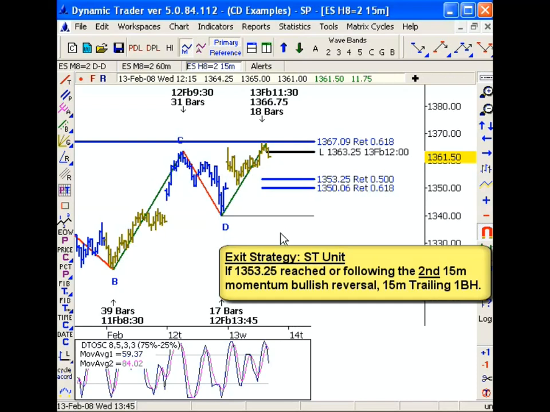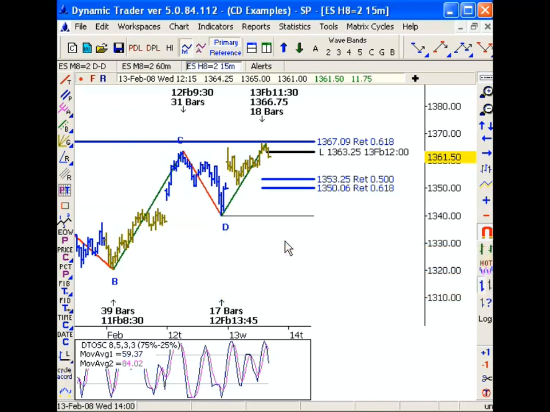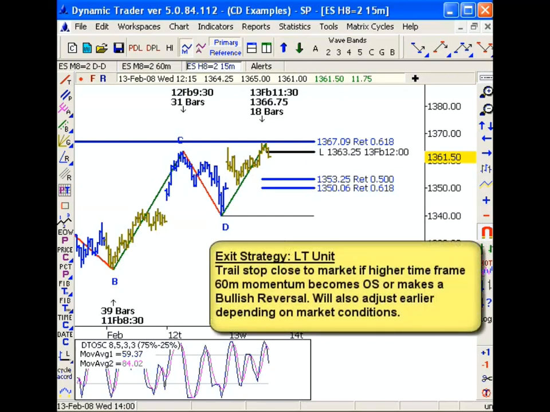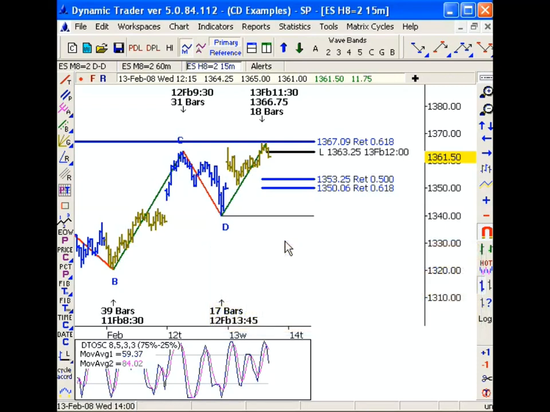For the short-term unit, we're going to keep the stop quite a ways away from the market. We're not going to adjust it on the second unit very frequently, because we want to hold the second unit at least until the 60-minute data becomes oversold. Okay, because our higher time frame is 60-minute data. Again, you could move up to the daily momentum and daily data for a longer term trade, but since we use the 60-minute position to enter this short trade, we're going to use it to manage the second one, and we're going to look to exit when the 60-minute momentum gets oversold.